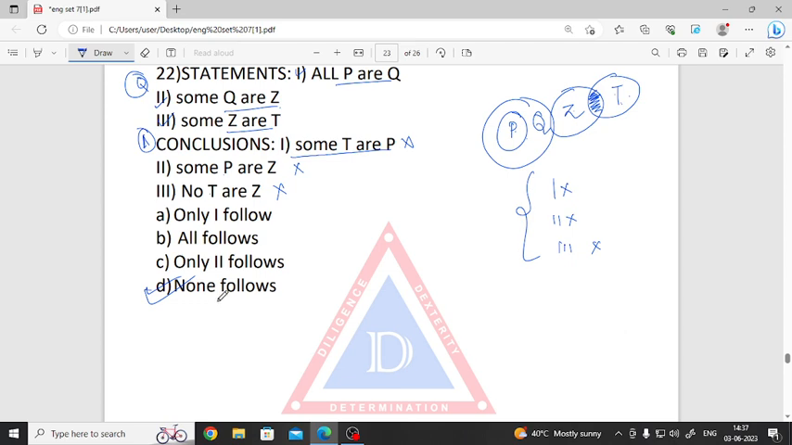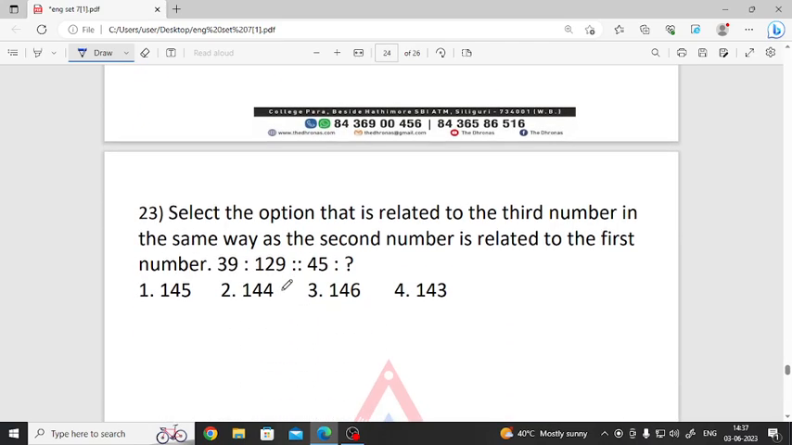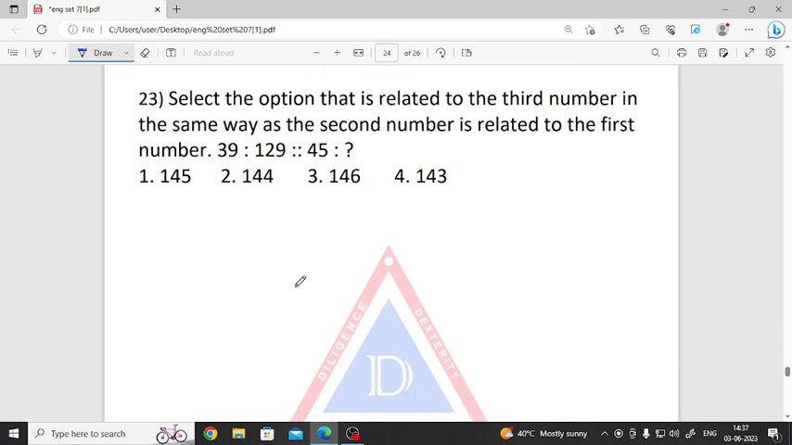Okay, let's move on to the next one. Okay, next one is again about what? Relation. So what is the question here? 39 gives us 129. Okay.